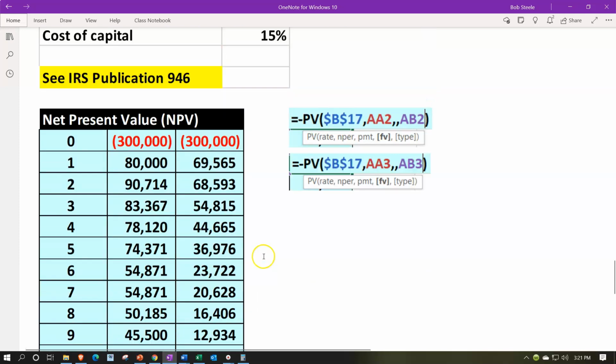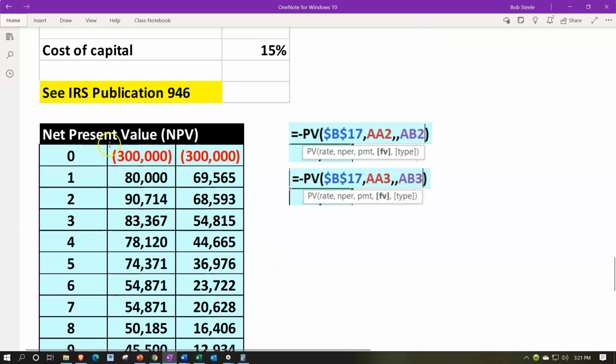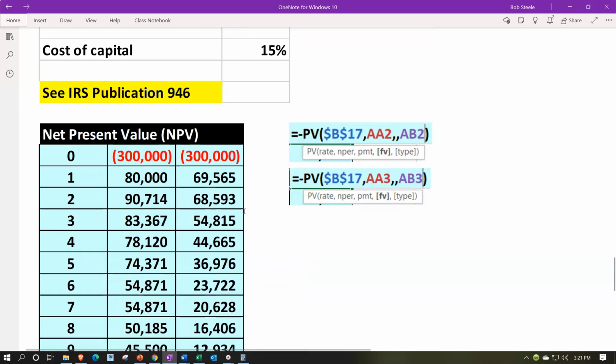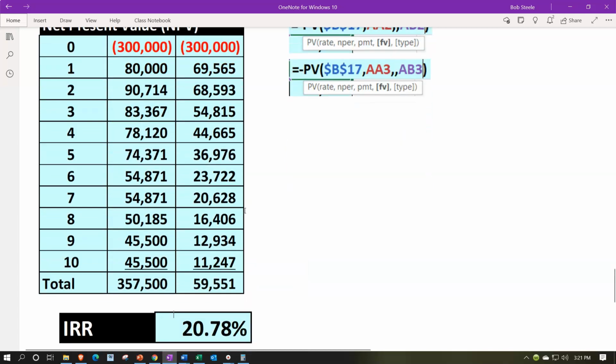So if we were to recalculate the net present value this way, present valuing instead of using the 15% discount rate, but using the internal rate of return, 20.78, we would get to 0 down below, because the internal rate of return is the rate at which the net present value would be zero, meaning that would be the internal rate of return, 20.78% in this case.